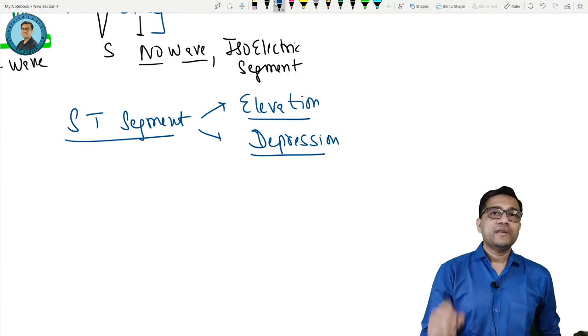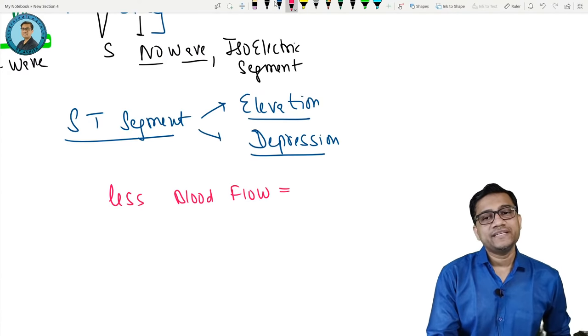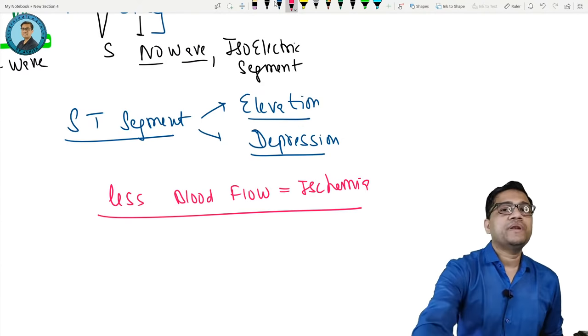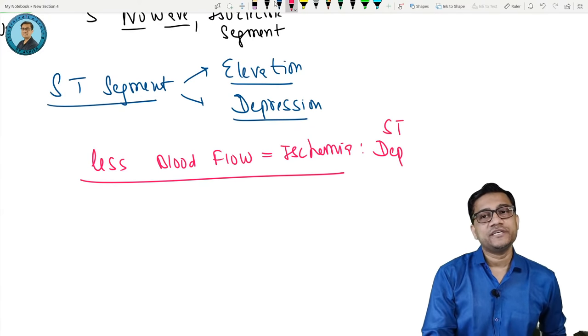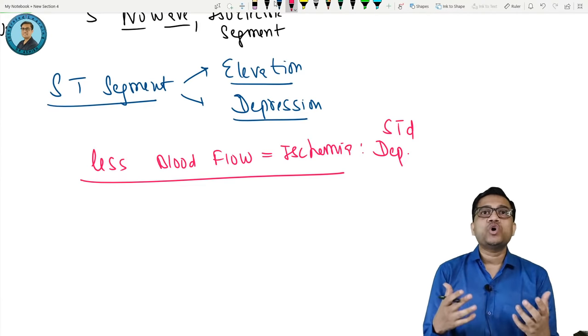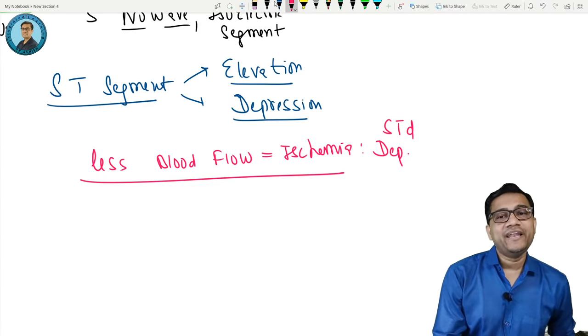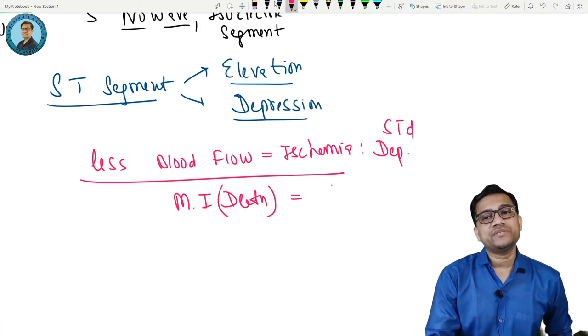Now remember elevation, depression. How to remember? If there is less blood flow, that is ischemia, most commonly you will see depression. So it shows mainly ST depression, STD. And if there is death of tissue, it causes leakage of ions, etc., and elevation. In MI, myocardial infarction, there is death of the tissue, and most commonly it shows ST elevation.